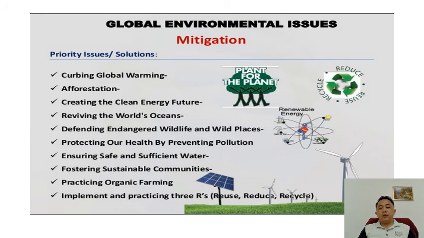Then next, we have fostering sustainable communities. We should create communities that are self-sustaining, that can provide their own needs, their own resources, and at the same time, protect the environment. Next, we should also practice organic farming. So when we say organic farming, we should stop using chemicals or synthetic chemicals like fertilizers and pesticides. We should use organic substances because using organic is healthier to our body as well as to our environment.